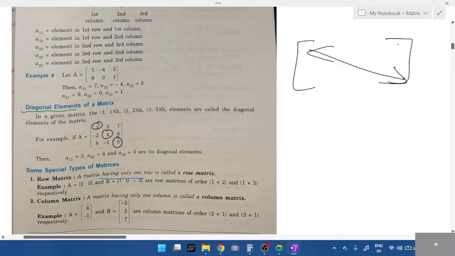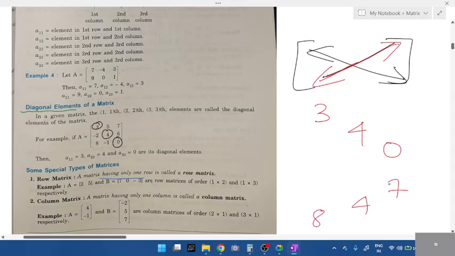See this one. The red one is not diagonal, students. In this question, 3, 4, 0 are the diagonal elements. We call it diagonal. This 3, 4, 0 is the diagonal, but you can't take 7, 4, 8. Don't take 7, 4, 8 as diagonal. That is not a diagonal element. We always start from the first one, 3, 4, 0. And you have to memorize this, students.